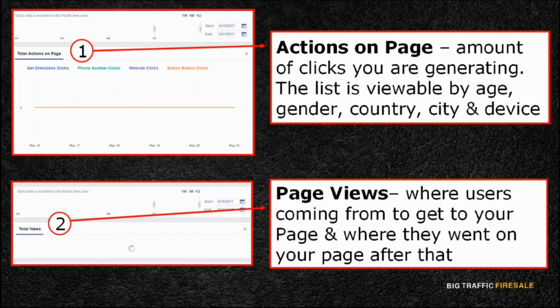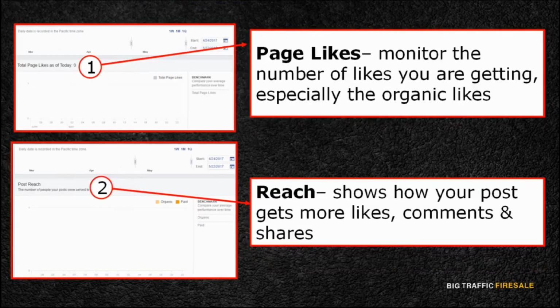Over at Page Views, you'll see where users are coming from to get to your page, and where on your page they went to once they're on it. Page Likes lets you monitor the number of likes you're getting, both paid and organic likes. In this case, we're aiming for organic likes. Reach shows how your posts get more likes, comments, and shares throughout the users' news feeds.